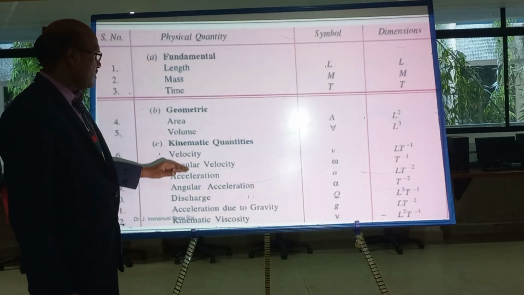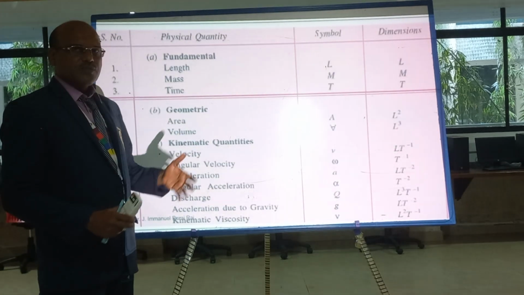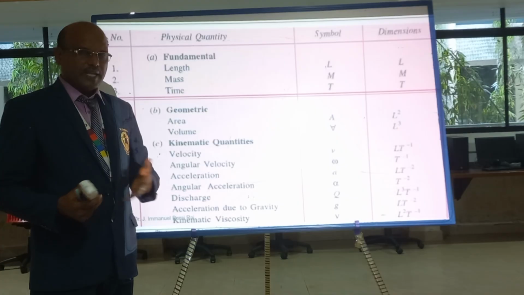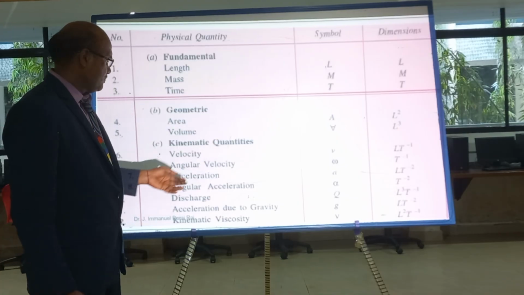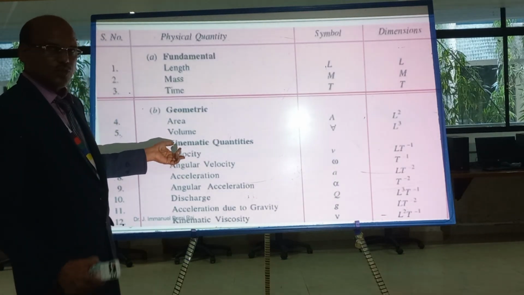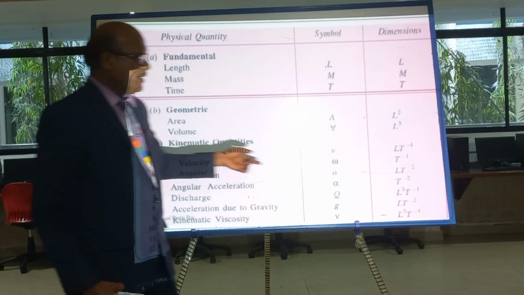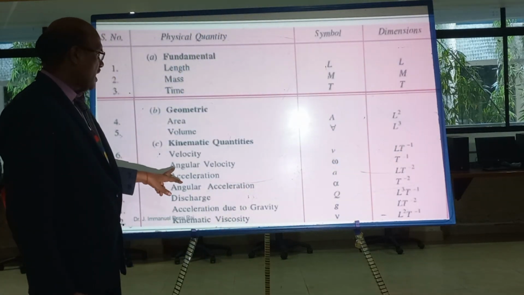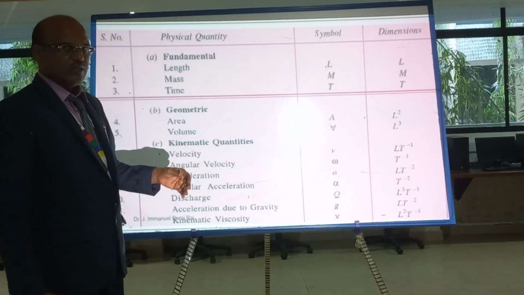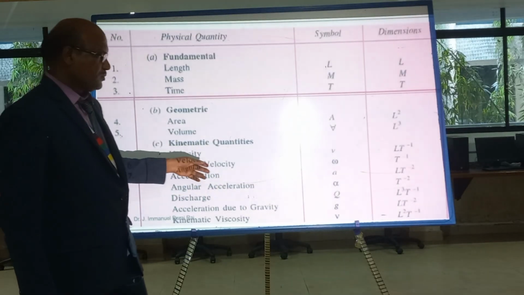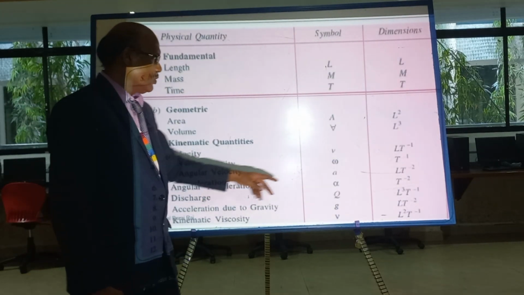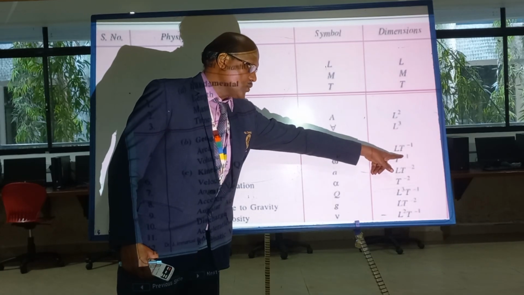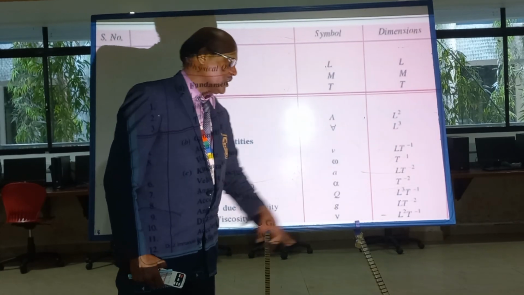Similarly, kinematic quantities are quantities which vary depending upon time. That is called kinematic quantity. So that is velocity. Velocity unit is meter per second. So meter is L, per second is time, so meter per second. Similarly, angular velocity is per second, which means t power minus 1. Instead of 1 by t, you put t power minus 1.